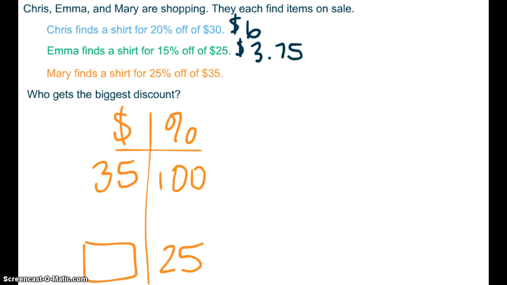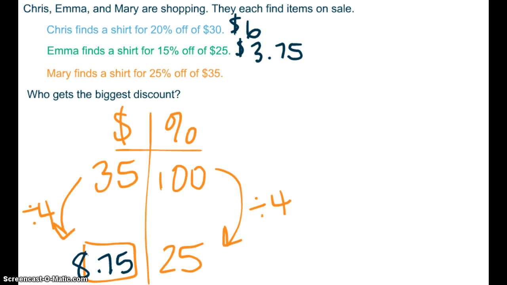25%. What is 25%? Now, in this case, I could still scale to 10. I could then go up to 20, and then I could find 5 and combine all of those. Or you could go directly from 100 down to 25 by dividing by 4. And 35 divided by 4 as well. And 35 divided by 4 is $8.75.